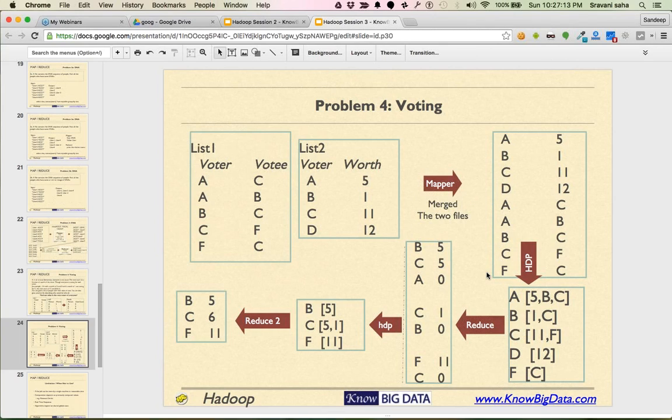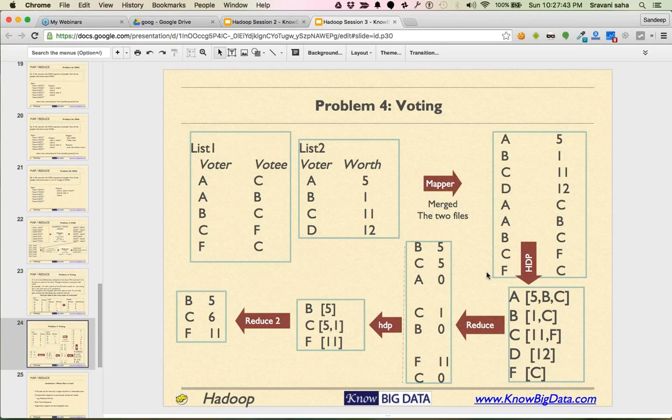Whenever you see a join in which we are joining on a particular column, we make that the key, so that all the values for that particular column become your key. Then all the values for that column are grouped together.